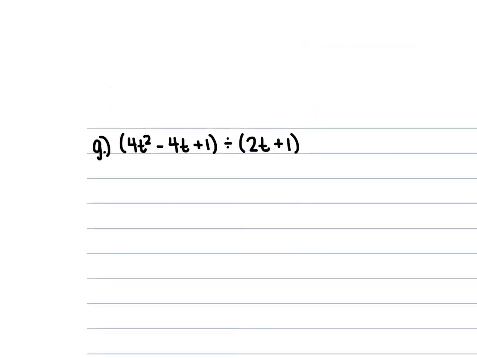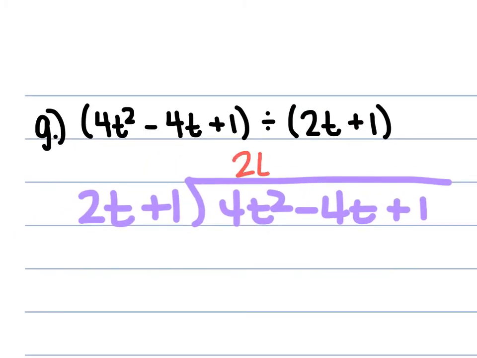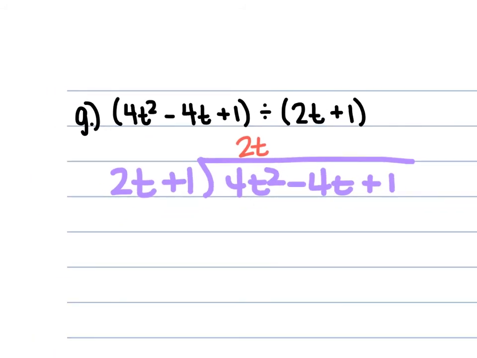Look at our next example. We have 4t squared minus 4t plus 1 divided by 2t plus 1. So that 2t plus 1 goes on the outside. The 4t squared minus 4t plus 1 goes on the inside. So 2t times what is 4t squared? It's a 2t. So 2t times 2t is 4t squared. 2t times 1 is a positive 2t.